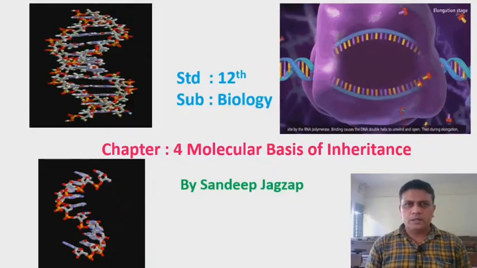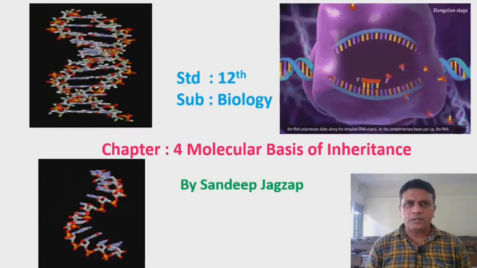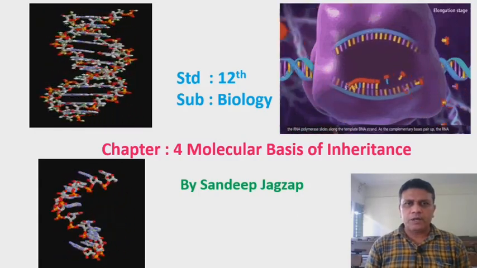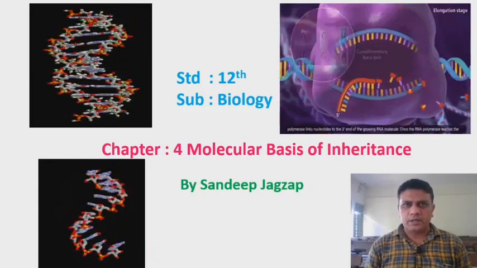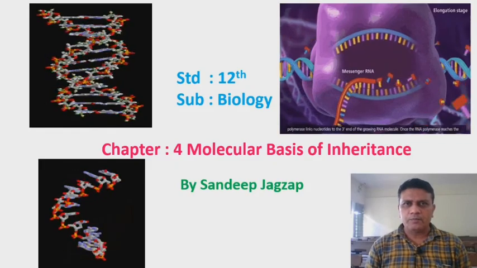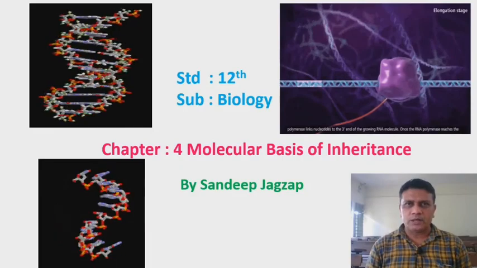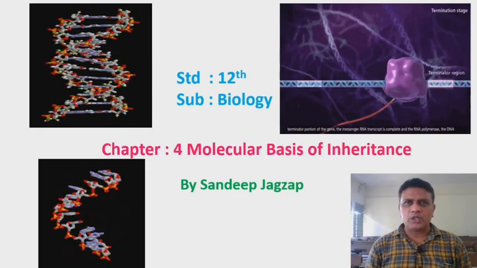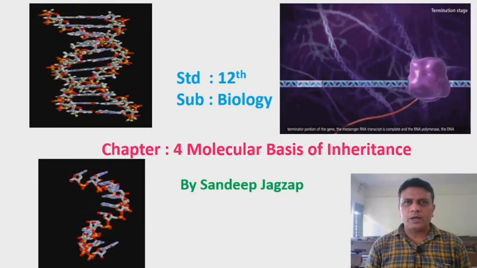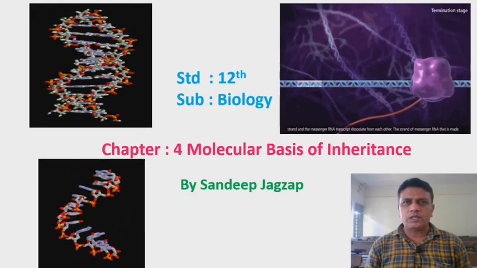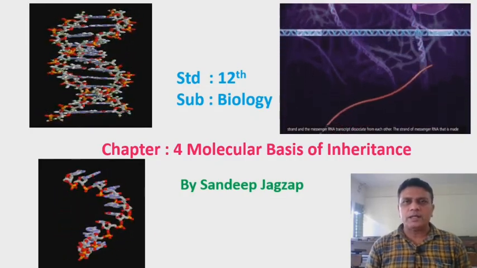Hello students, in our previous session we have learned the characteristics of genetic code from chapter number 4, that is molecular basis of inheritance. In this session we are going to learn the topics genetic code and mutation and the process of translation. In the process of translation, we are going to learn how protein synthesis occurs inside the cell.